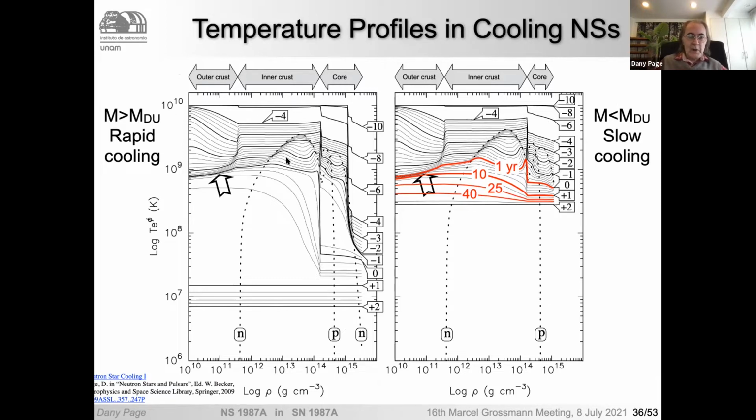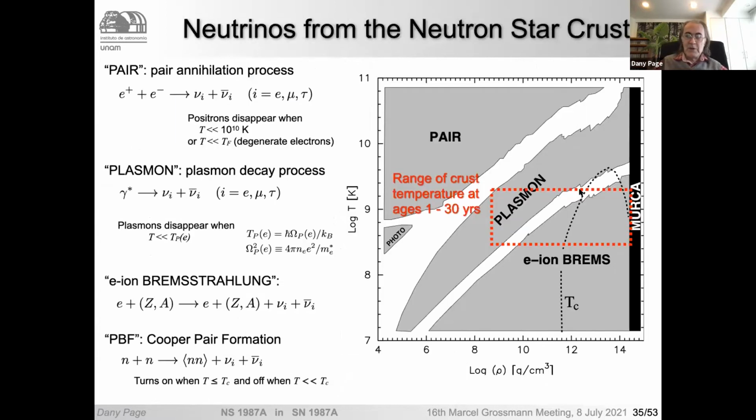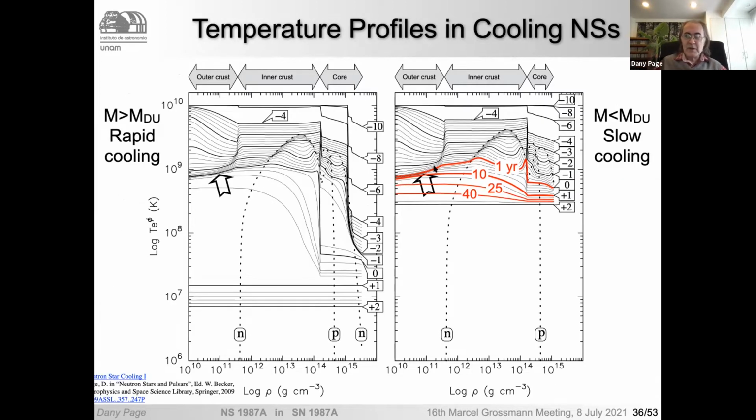If you look at the outer part, this is the temperature versus density. The temperature profiles of the crust are basically identical in both models at early times. And you see the outer part of the star cools very rapidly, and then it gets stuck here for like 10, 20, maybe 30 years. That's because the temperature drops below the plasma temperature, so there's no more plasmon neutrino emission. And the next neutrino process, the electron-ion bremsstrahlung, is very inefficient. So that's why the star stopped there.